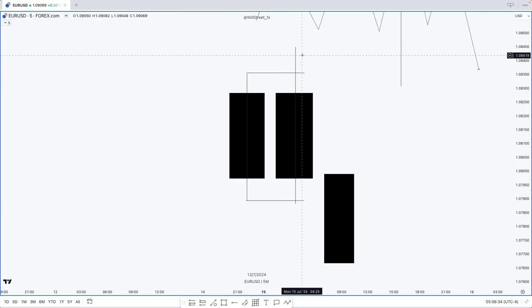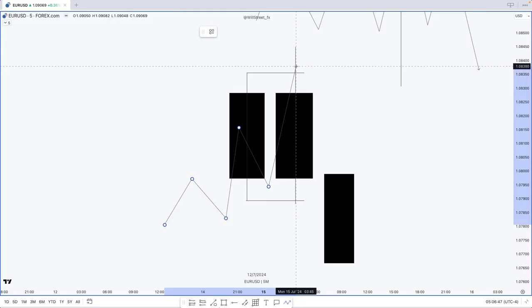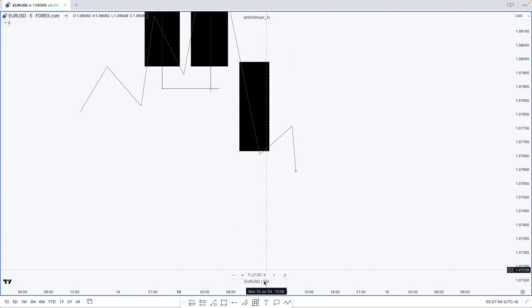So this is where we enter. Remember, every entry is an exit and every exit is an entry. So if we were long, we are exiting in the new candle here because we know what the algorithm is doing. And if we want to go lower, we short in the new candle here when the algorithm mitigates the high. And where are we exiting? The new candle.